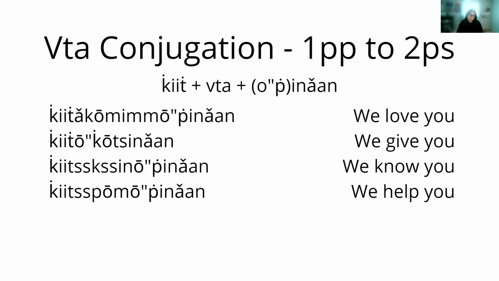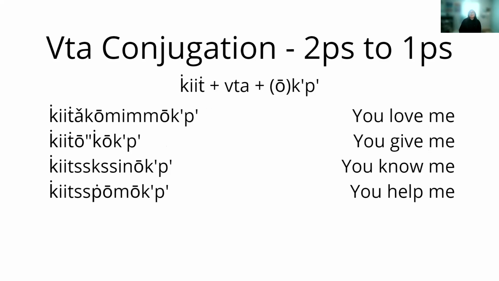And then second person singular to first person singular, which would be you to me, beginning with git, your verb, and then okshp. I should specify this: the K is kind of making it so that it's coming back to me, so that I'm the one receiving it. So you love me, kitakomimokshp.